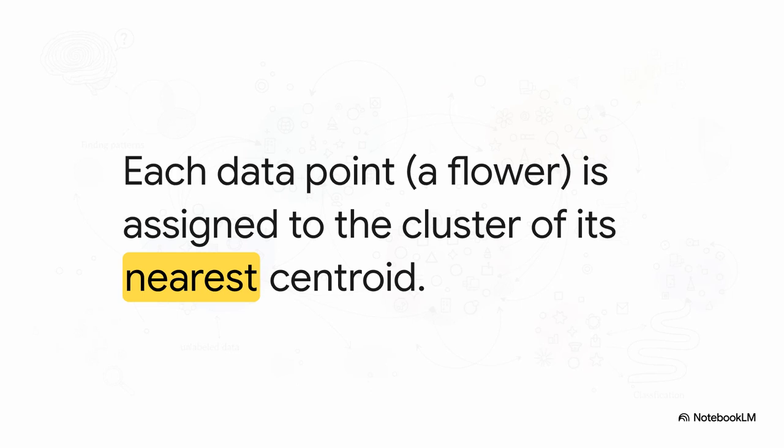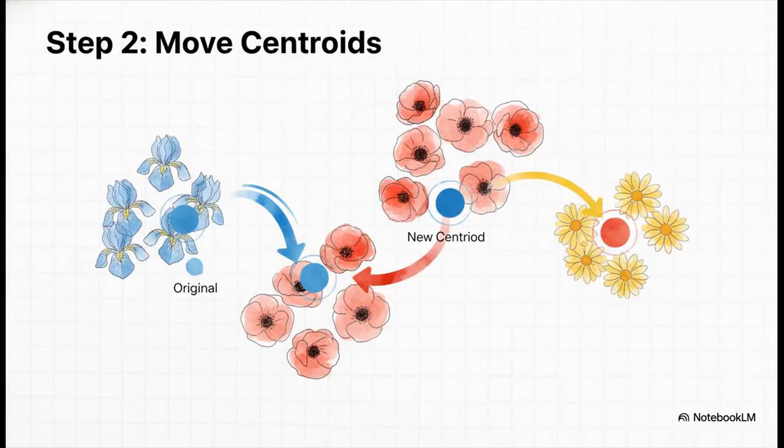Okay, first step in the dance. Every single flower on that chart looks around and says, which centroid am I closest to? And then it joins that team. So we get these initial red, blue, and green groups. Now that those initial teams are formed, it's the centroid's turn to move. Each one calculates the exact middle, the average spot of all the points in its group, and bam, it jumps right to that new location.